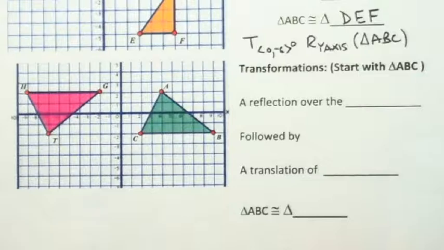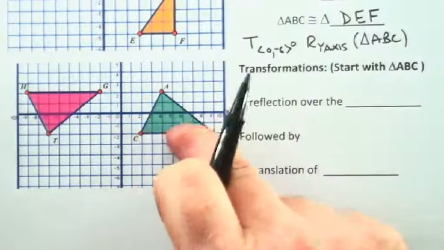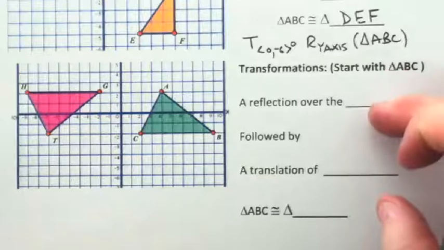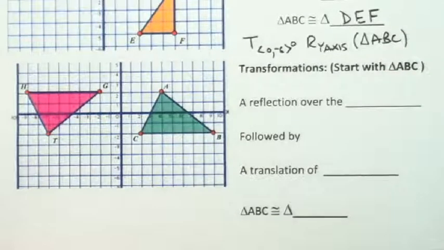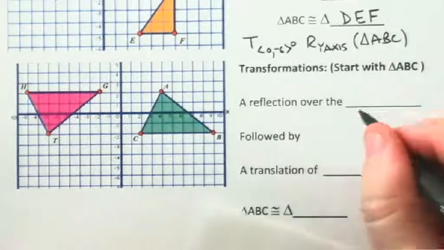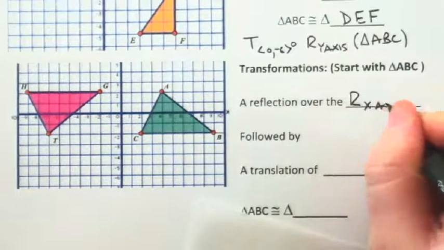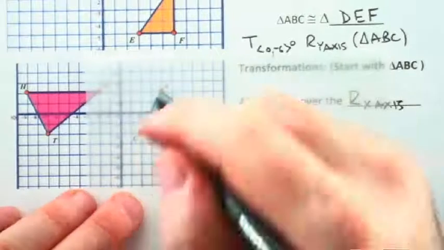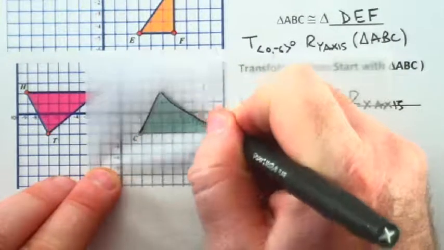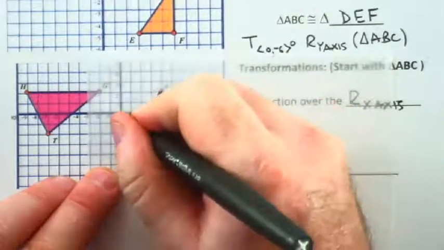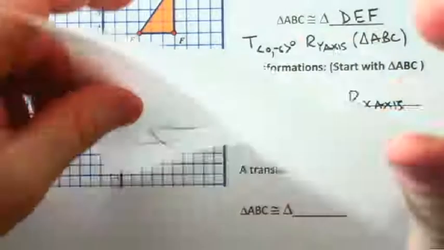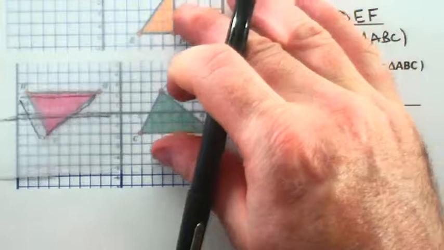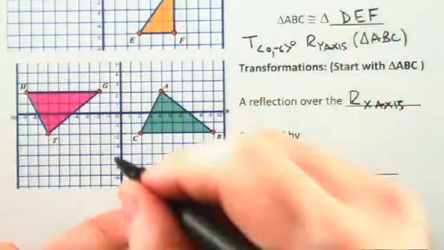One last one. We notice here they want us to start with ABC. It's the green one, and we want to go over to this pink one. And we're also going to do a reflection and then a translation. And I think I'm going to want to reflect on the x-axis. And here's why. I notice that in its current position, if I reflect on the x-axis, it would of course flip and be in this position, and now it would slide nicely into its spot. So we're going to do that.